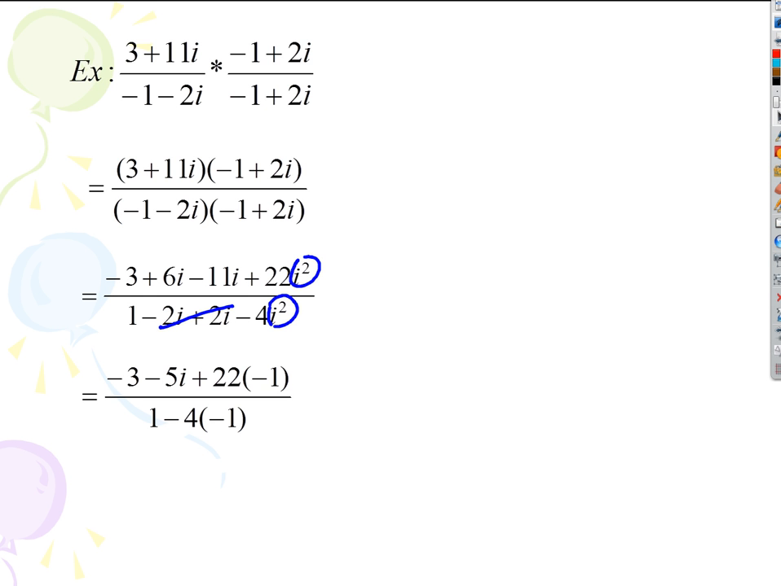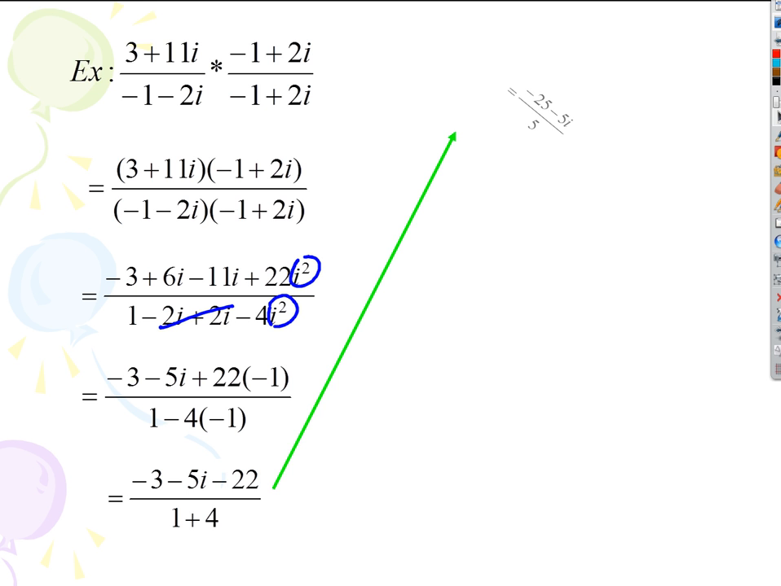Okay, and so I get on the bottom 1 minus 4 times negative 1, just 1 plus 4, which is 5. And on the top, when I combine all the like terms, I just get negative 25 minus 5i, right? And then all I've got to do, remember, if I want to write this in standard form, I'm just going to write it as a number plus a number times i. I can split that into two separate fractions. Negative 25/5, sorry, minus 5/5 i. And in this case, those fractions reduce, but they wouldn't have to.